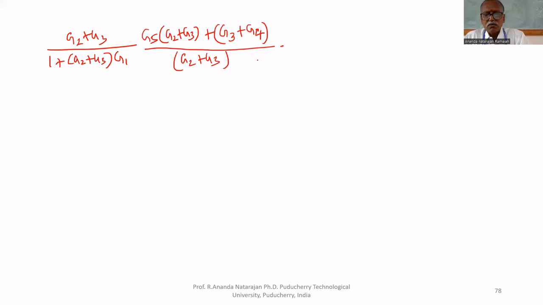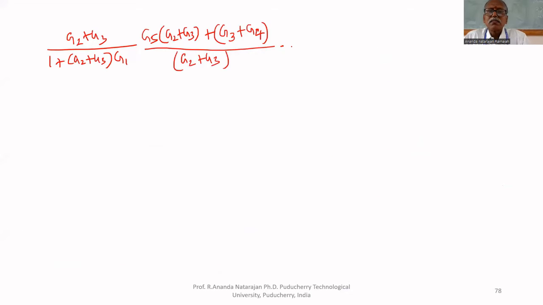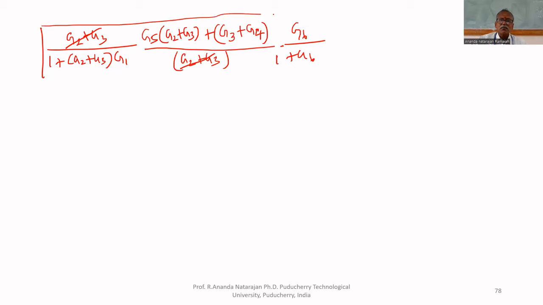Multiplied with, what is the other block? G6 upon 1 plus G6. So G2 plus G3 gets cancelled. This becomes a single block.